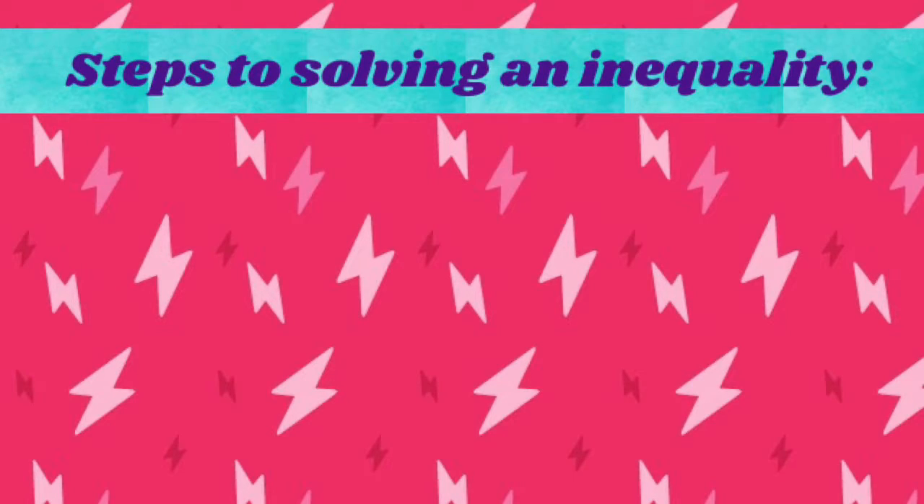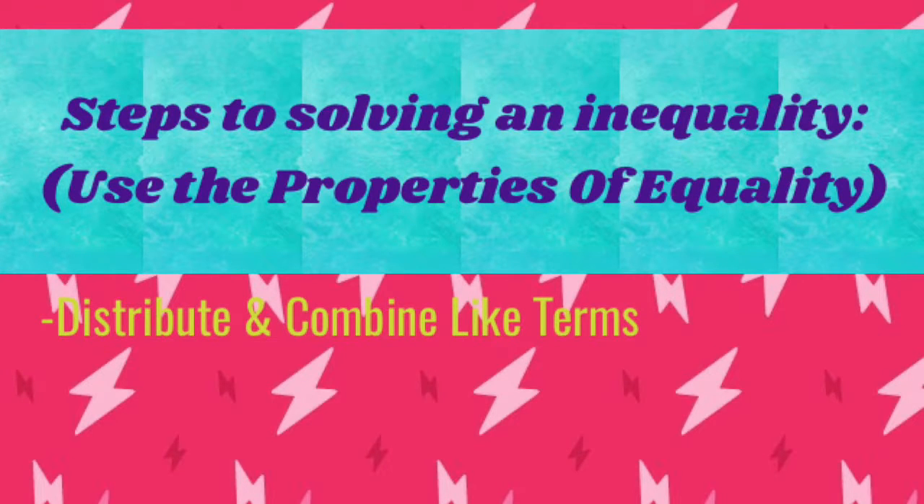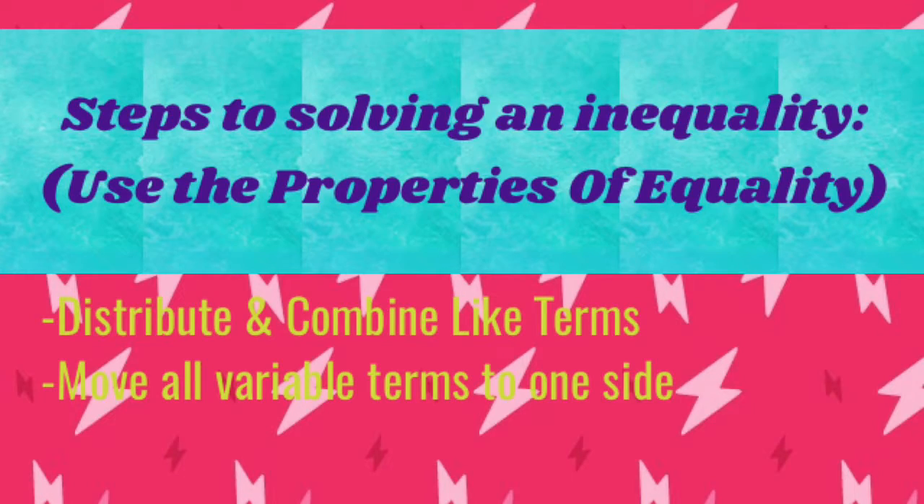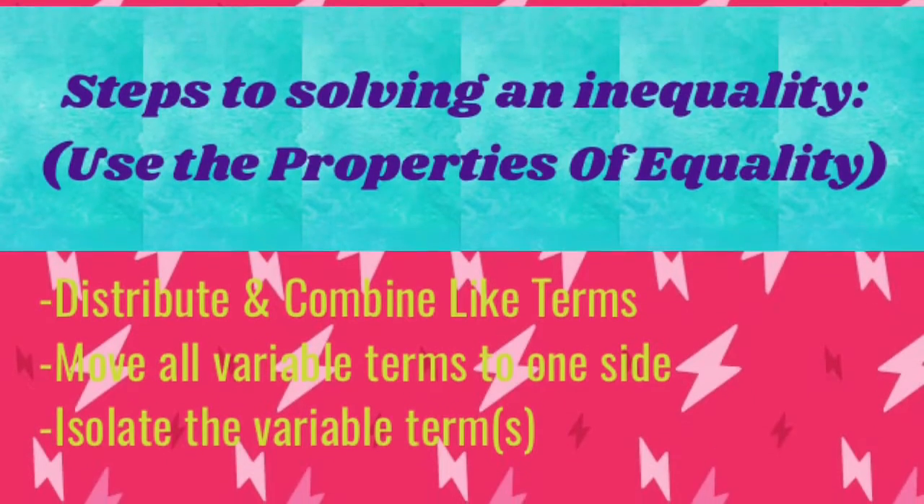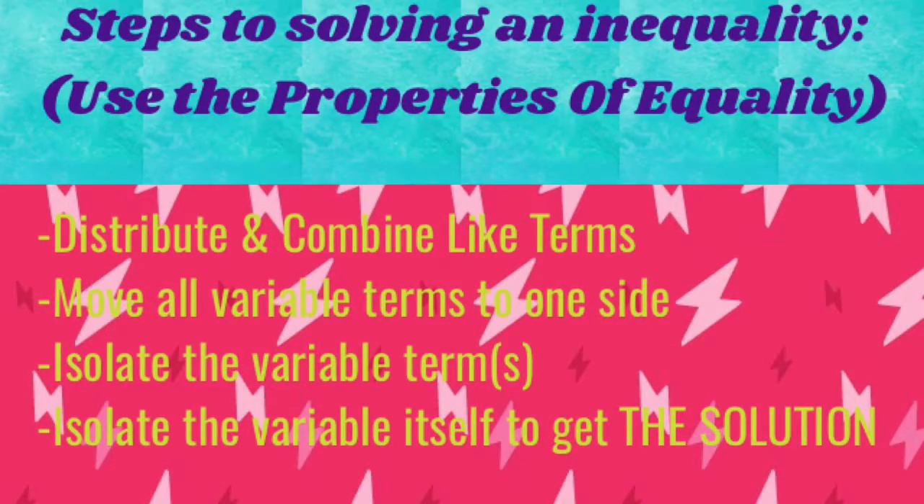First, we'll go over the steps to solve inequalities. You need to use the properties of equality for this. To start, distribute and combine like terms. Next, move all variable terms to one side. Then, isolate the variable terms. Finally, isolate the variable to get your solution.